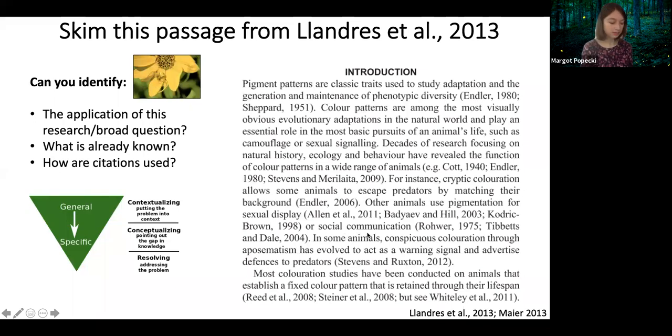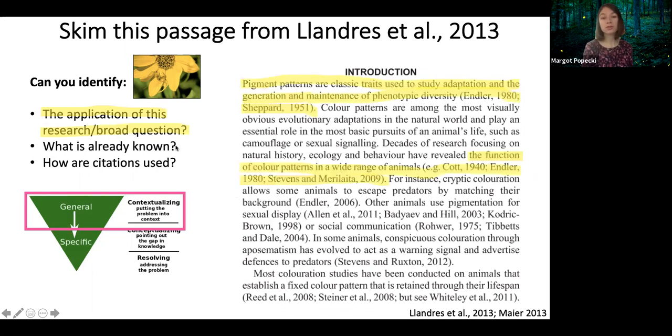So now we're back. So let's think about that. This excerpt would likely occur in the contextualizing stage of the inverted pyramid. And we know that because they're stating the application of the broad research question right at the beginning. They're also describing how the function of color patterns in a wide range of animals could drive this work.